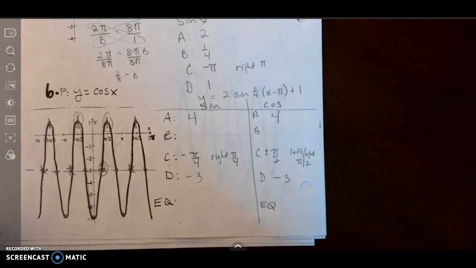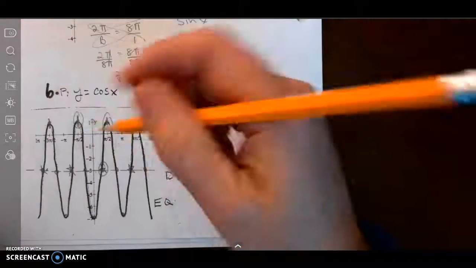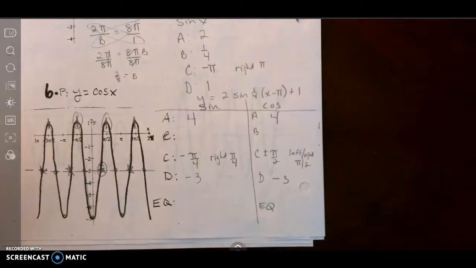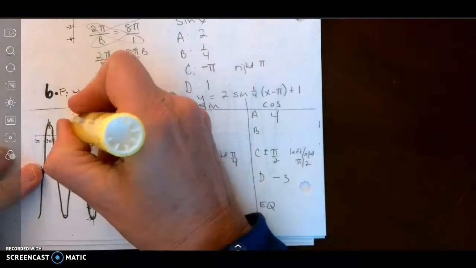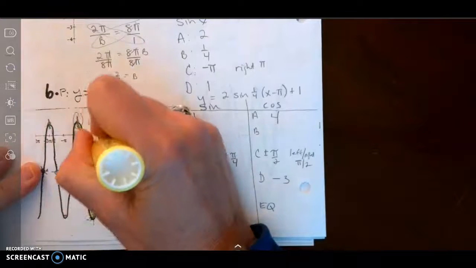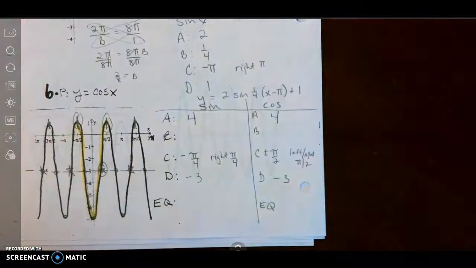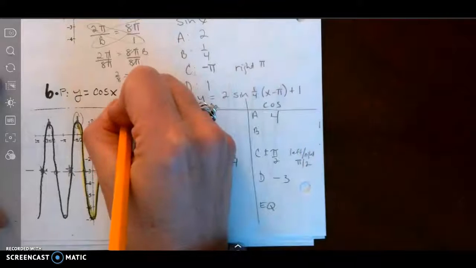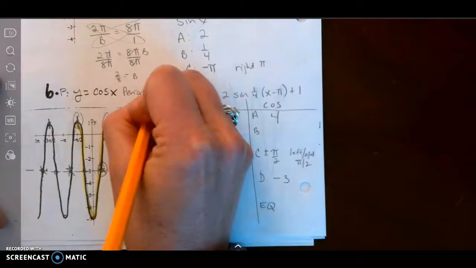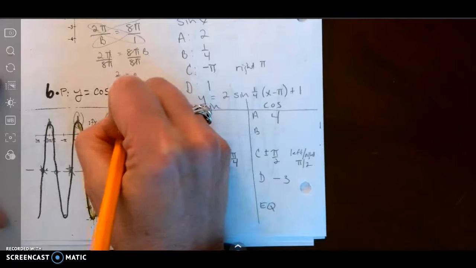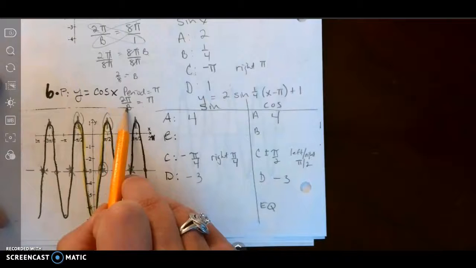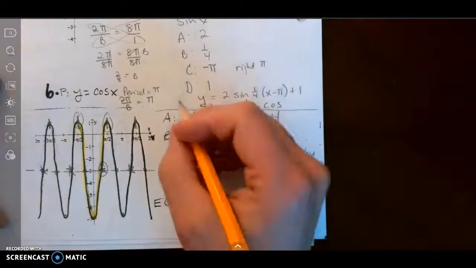Now let's figure out the period. I would probably, for the period, use this cosine curve right here. I'll highlight it so you can see which one I'm using. Because I know that this is half of a pi and this is half of a pi, which is a whole pi. So since my period equals pi, that means 2 pi over b has to equal pi. 2 divided by 2 would be 1 pi. So I know my b value has to be 2.